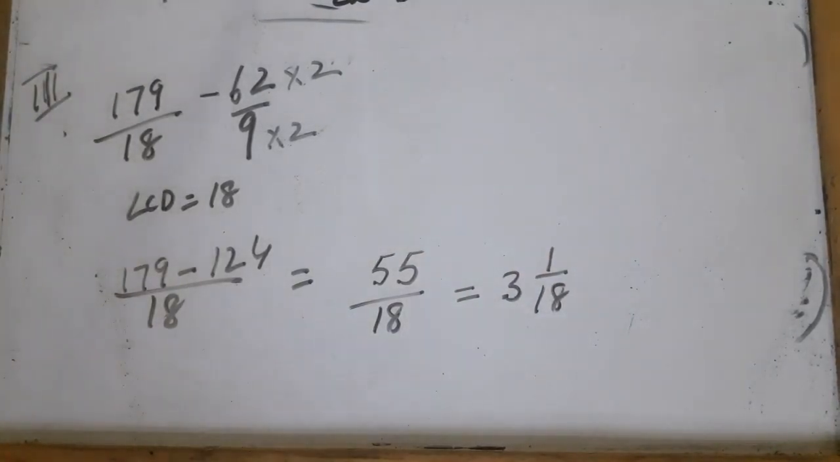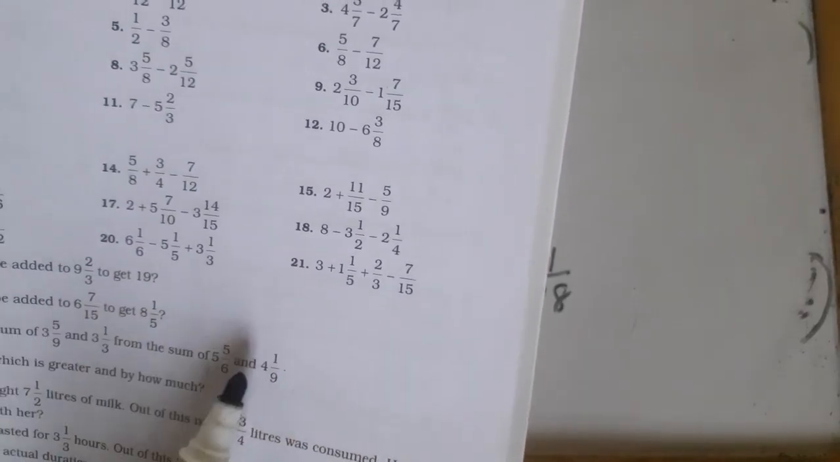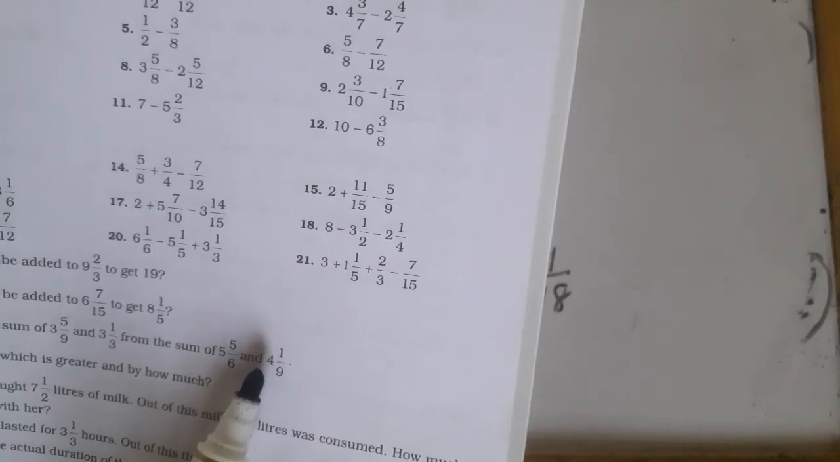So you take out the sum of the first two numbers, then take out the sum of the second two numbers, and you subtract both the answers. But the answer of the second sum will come first when you subtract, because it is written that way in the question.